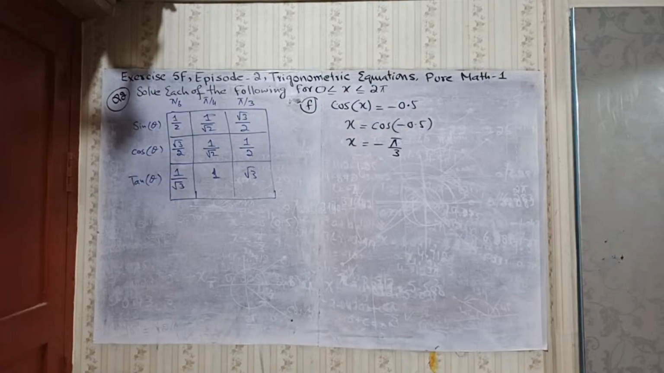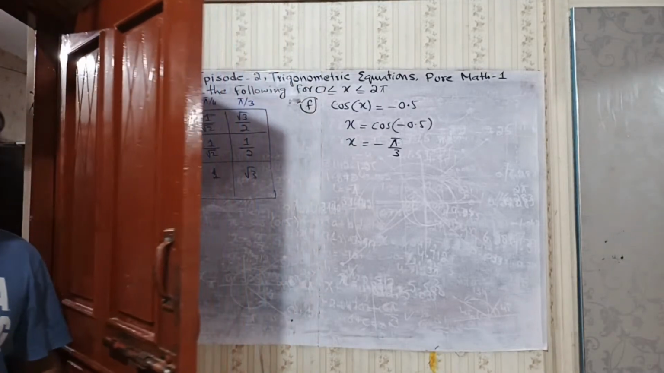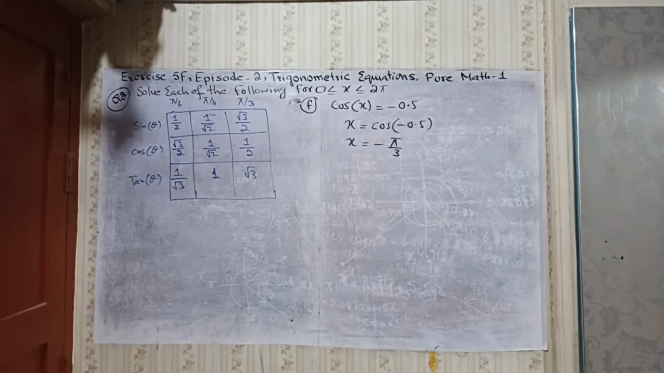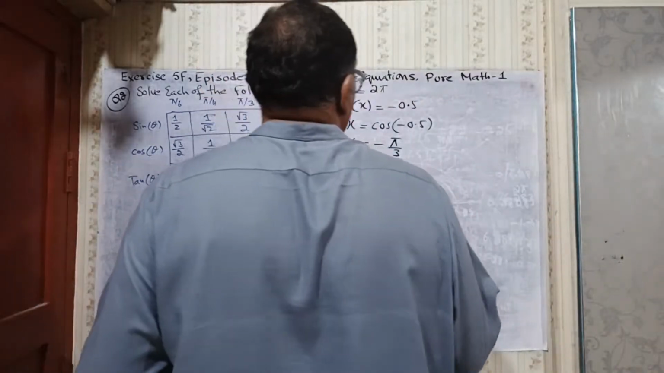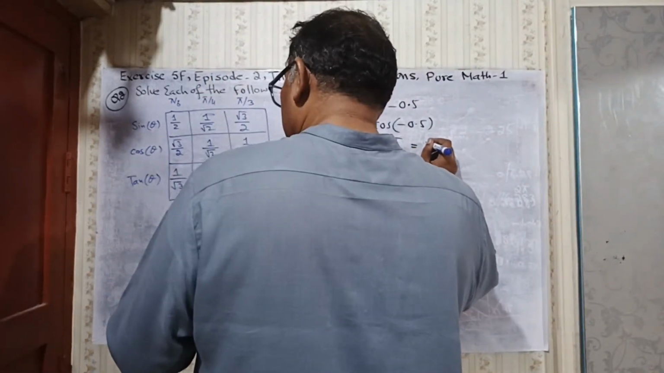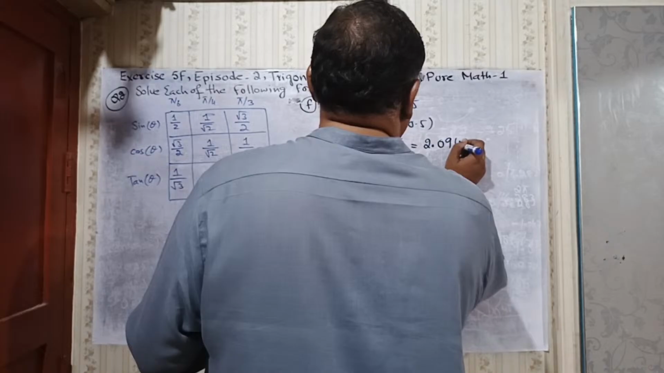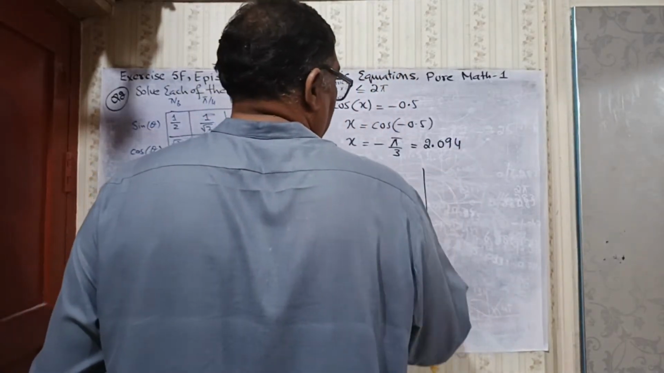Okay. So we can also work in decimals. Let's do it in decimals. So what will be the answer in decimals? The calculator must be set in radians: shift cos, bracket, minus 0.5, bracket close, equals. It says that the answer in decimals is 2.094.